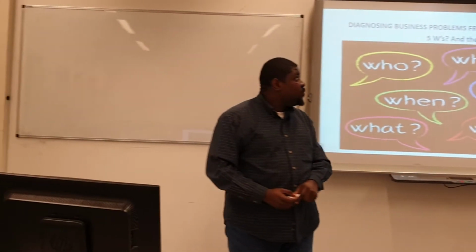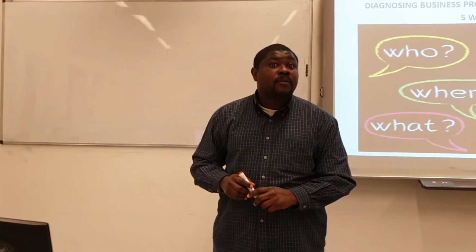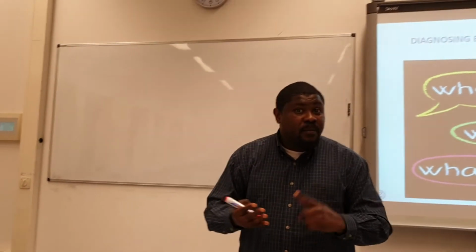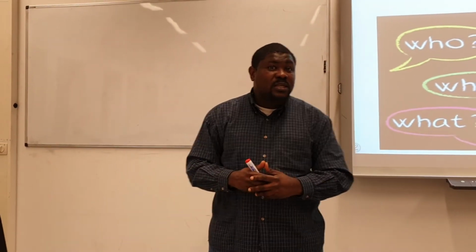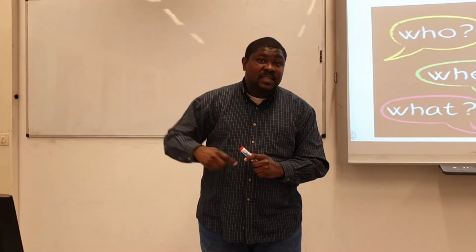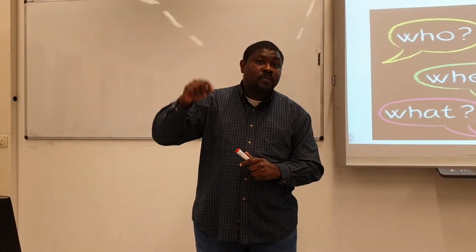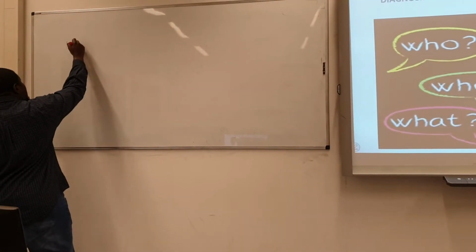Let's do this practically on the whiteboard using the same example from VFC. If you've been following part 1, part 2, VFC is Victor's Fried Chicken. And what is the problem? The problem is a drop in sales, a 25% drop in annual sales.